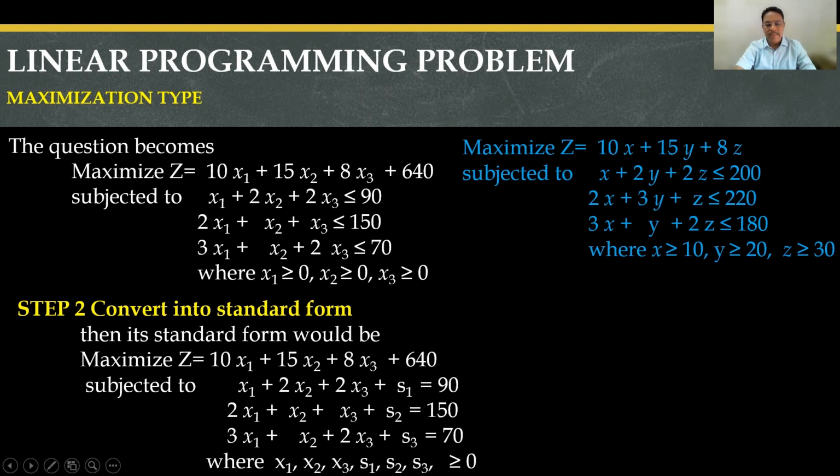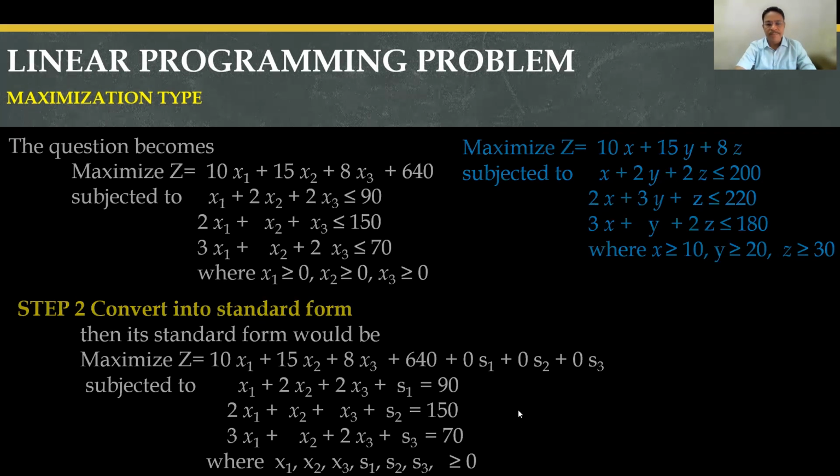And we add these s1, s2, s3 in the objective function with 0 as the coefficient, and this is now converted into standard form partially. Why partially? Because we do not have a constant in the standard form. So we need to replace this constant, and it can be done this way.